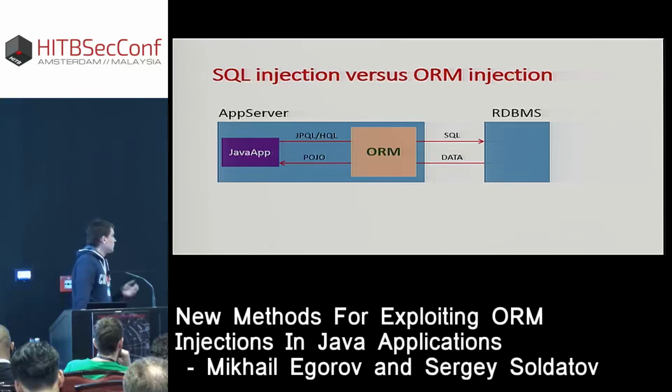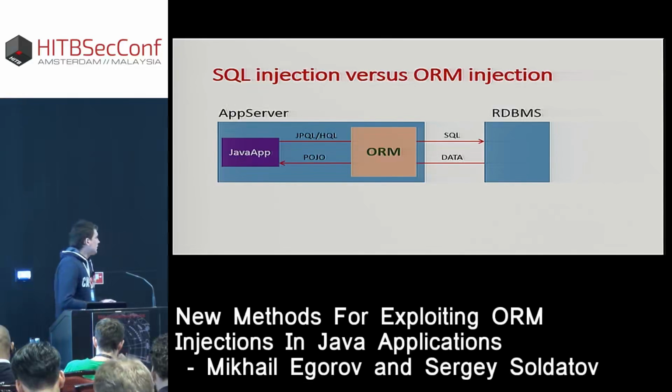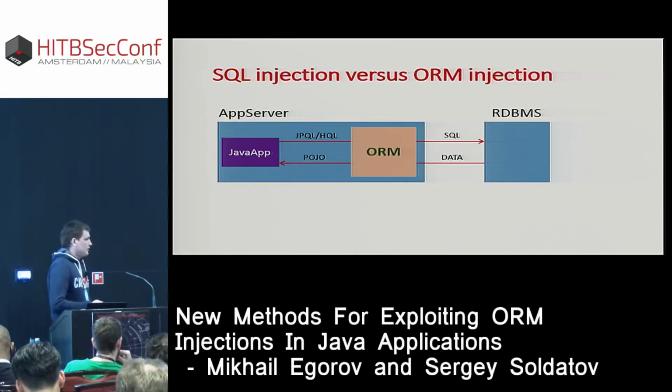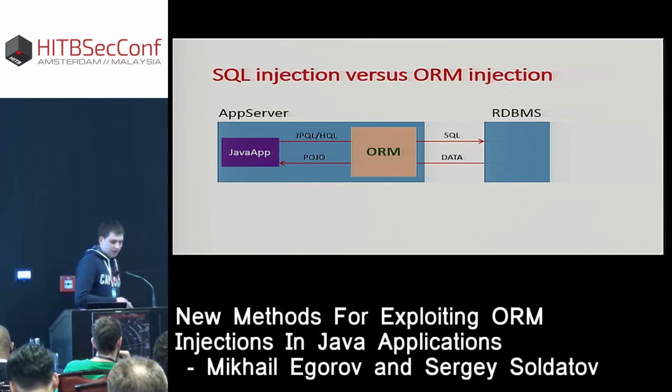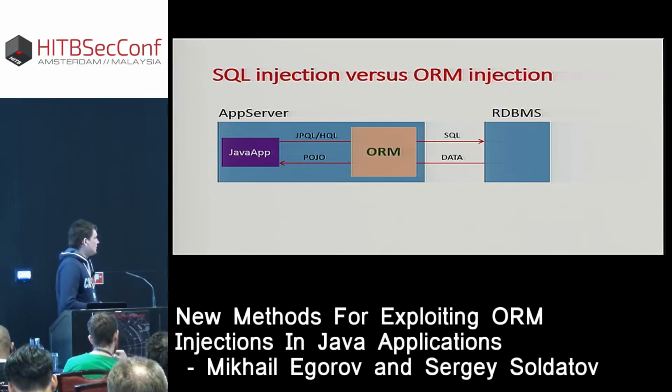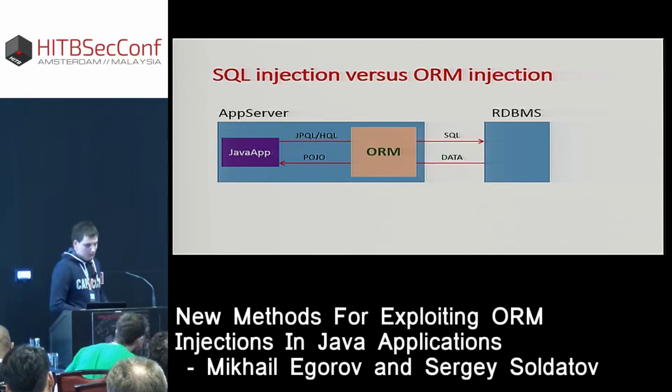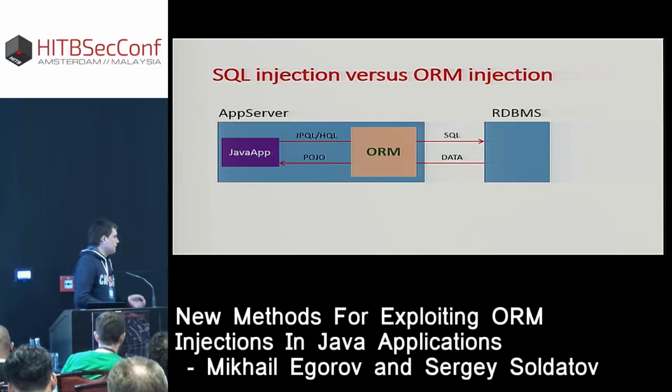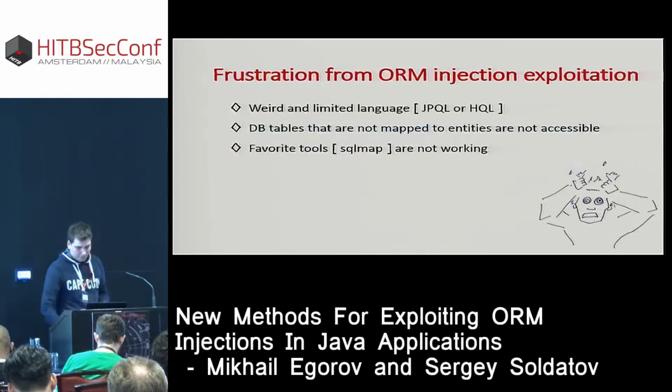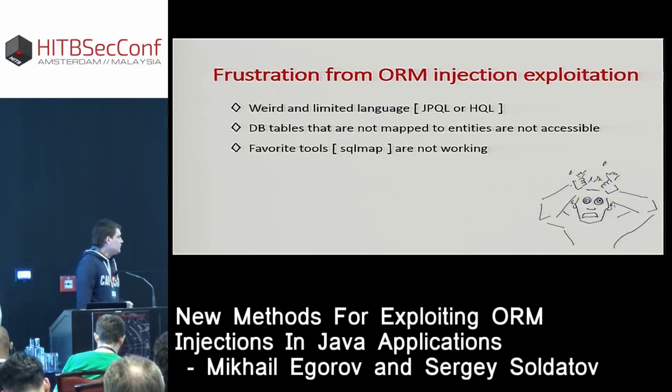For the ORM injection scenario, there is an ORM library in the middle between the Java application and the database management system. The attacker can inject JPQL or HQL queries and obtain Java objects from the ORM library. In this scenario, he cannot communicate with the database management system directly, and ORM is the main obstacle he has to bypass. An unequipped attacker will likely feel frustration trying to exploit ORM injection, and there are three main reasons for that.